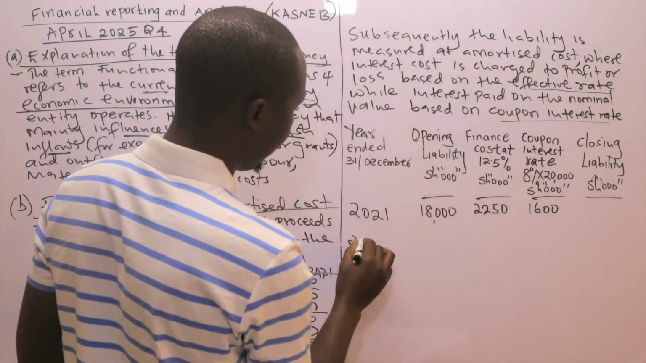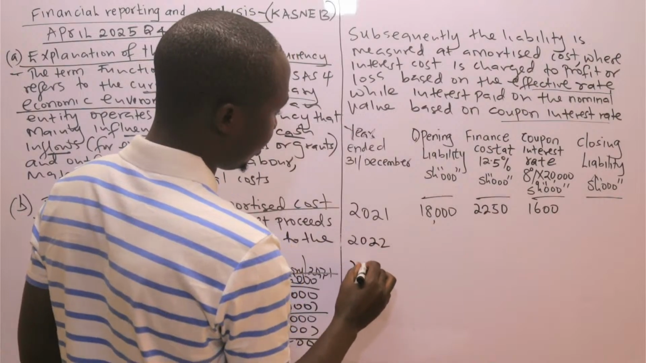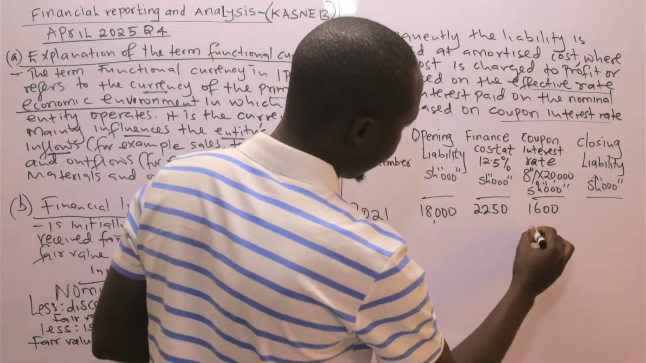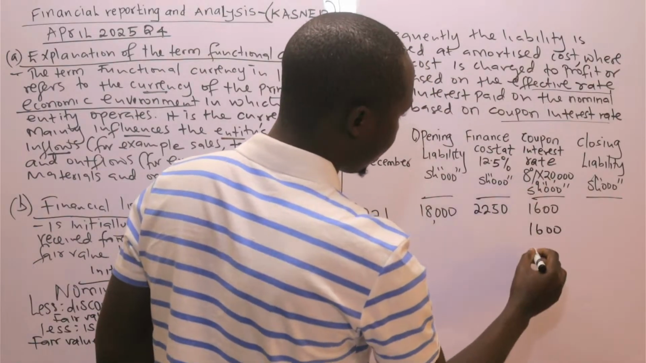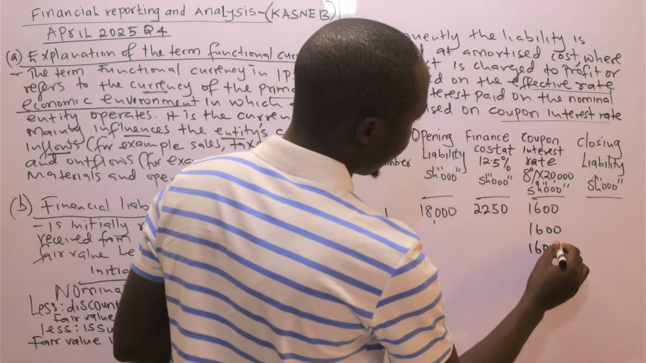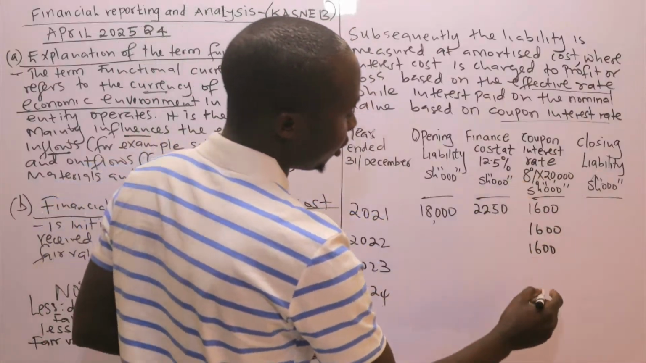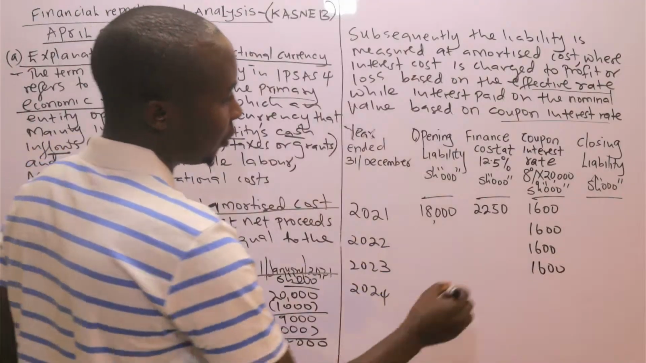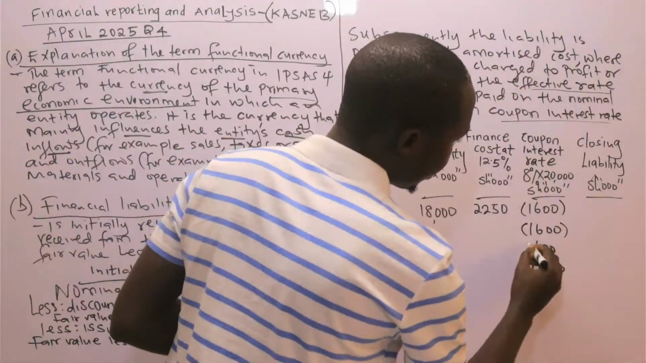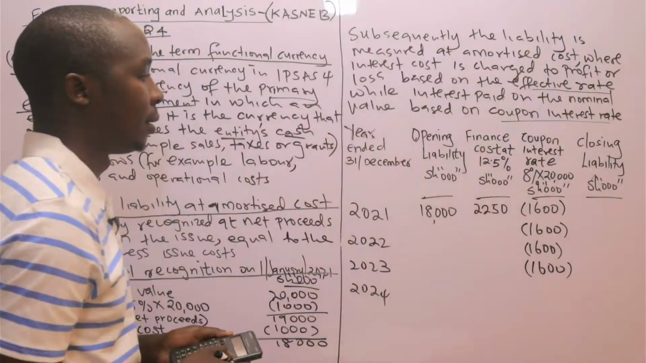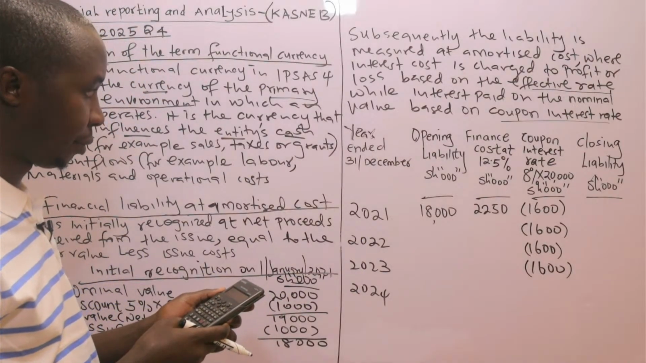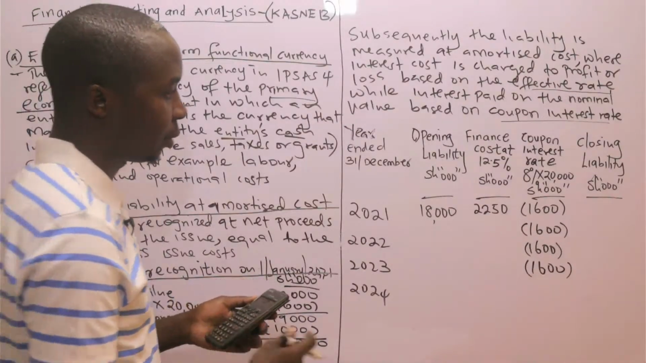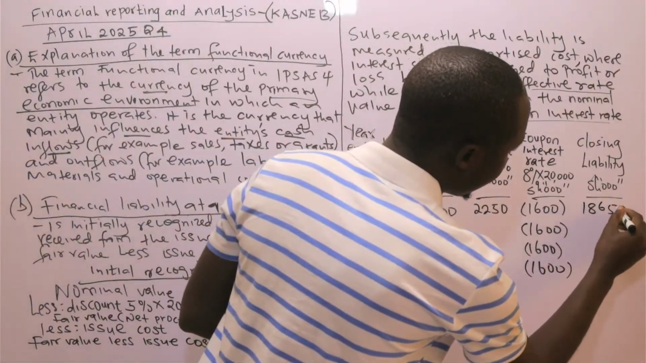Remember that for the 4 years, 2022, 2023, 2024, this one will be 1,600, which is 8% on the nominal. The coupon interest rate is on the nominal value. And so you know that this one you reduce. So 18,000 plus 2,250 minus 1,600. So this one is 18,650.